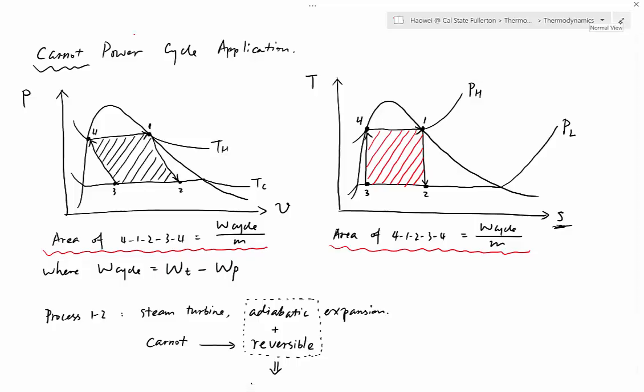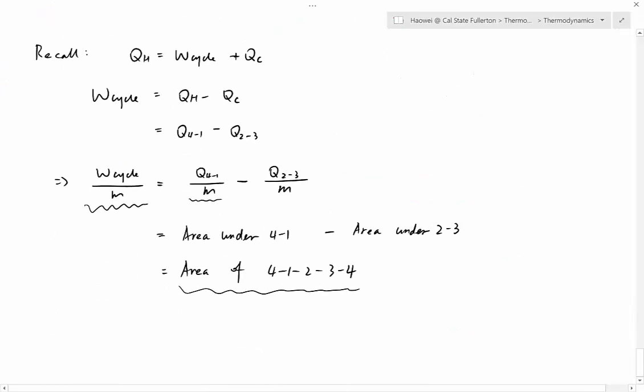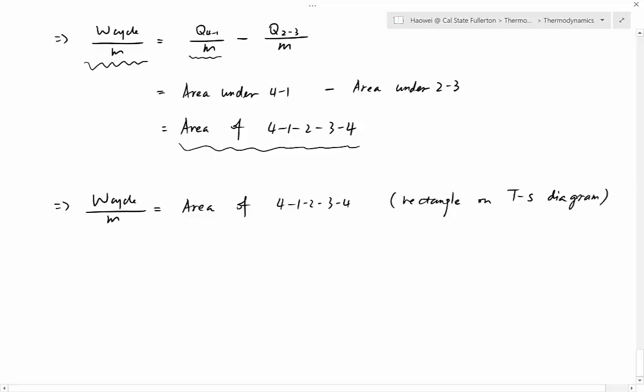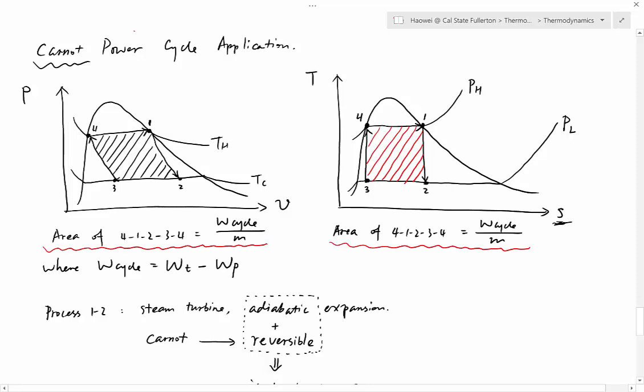How do we calculate the area? Let's continue. How do we calculate the area? W cycle per unit mass, we know, is equal to the area of the enclosure. And this enclosure is a rectangle on T versus S diagram. Okay, how do we calculate the area of a rectangle? Height multiplied by distance. What is the height of this rectangle?